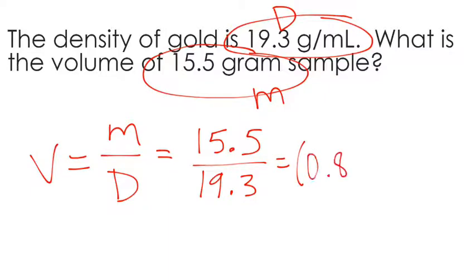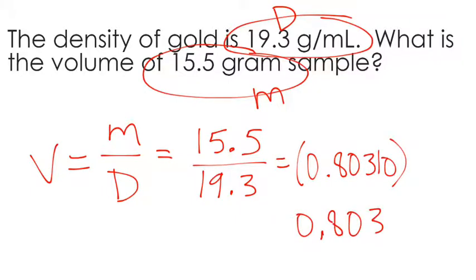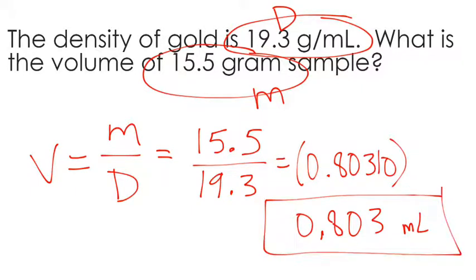So this would be 15.5 divided by 19.3, which would be 0.803. This is our volume, so that would be milliliters when it comes down to it. But there is technically, like I said, a way to do this with dimensional analysis.